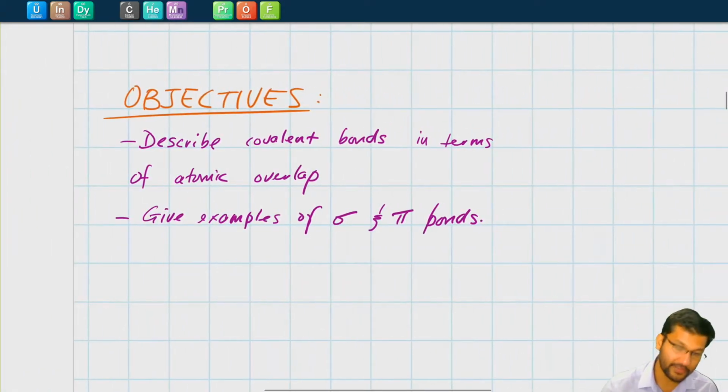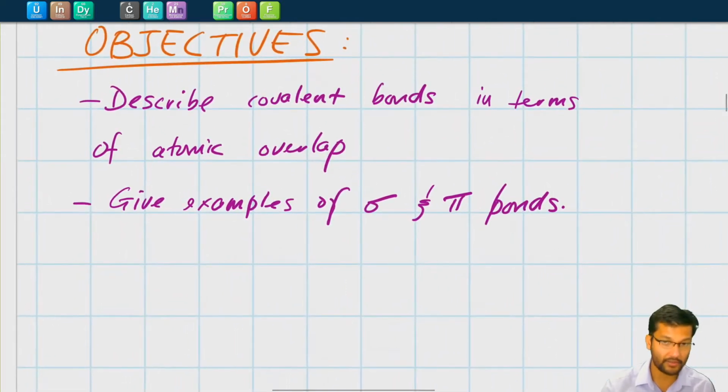By the end of this video, you should be able to describe covalent bonds in terms of atomic orbital overlap, and also give examples of sigma and pi bonds.